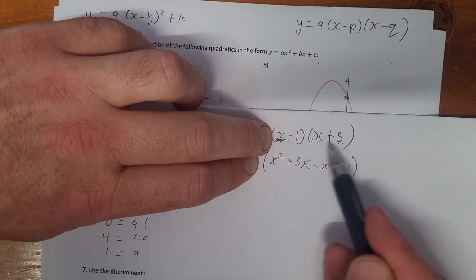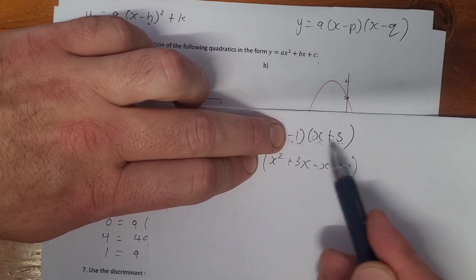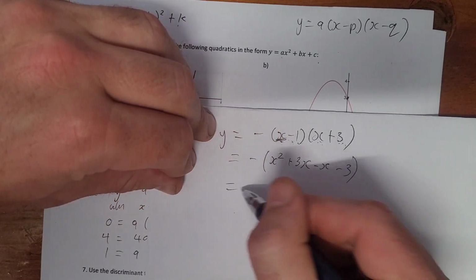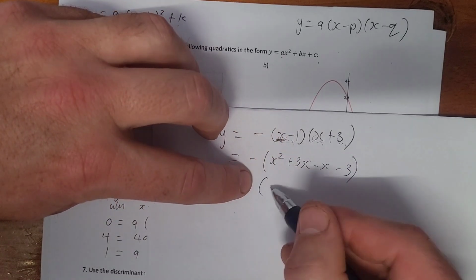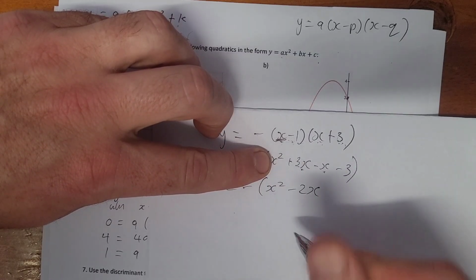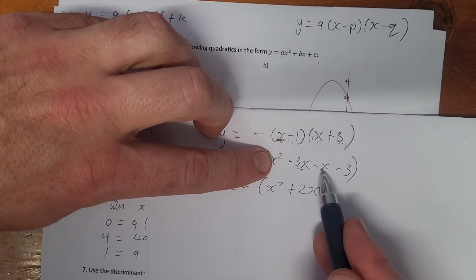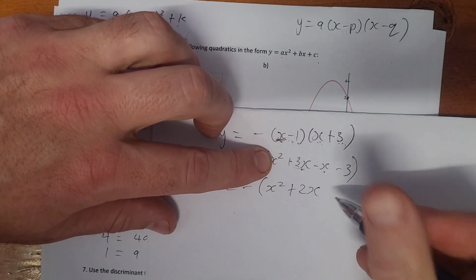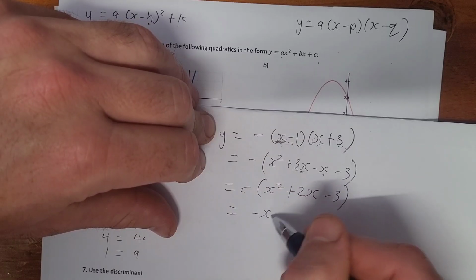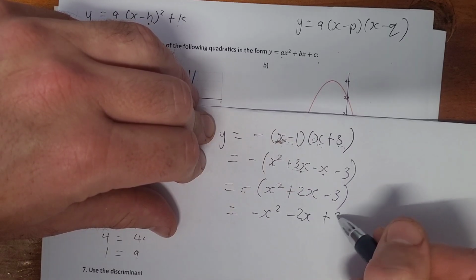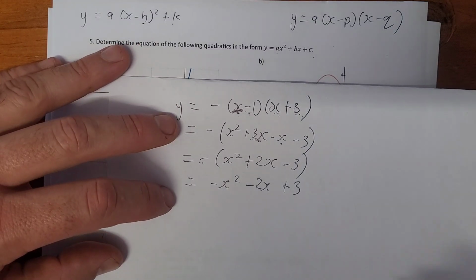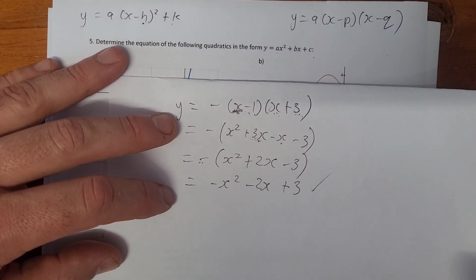Okay, so we can think of it as FOIL, or you can think of it as this term has to multiply both of those, and this term has to multiply both of those. Then we'll just collect like terms in the brackets. So that would be x squared. These two are like terms. 3x take x would be positive 2x. We have 3 lots of x, take away x gives you positive 2 lots of x, and then we have take away 3. Now the negative will distribute. We'll have minus x squared, take 2x plus 3. Okay, and that's that quadratic in general form for us.